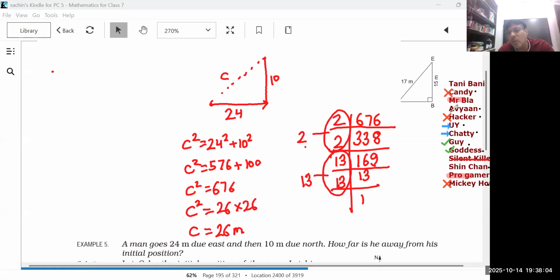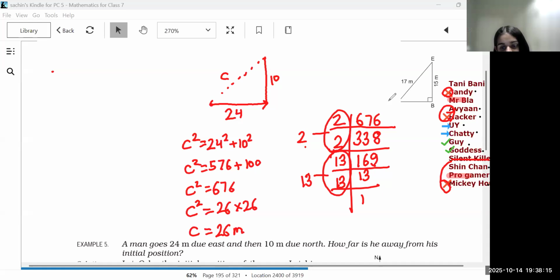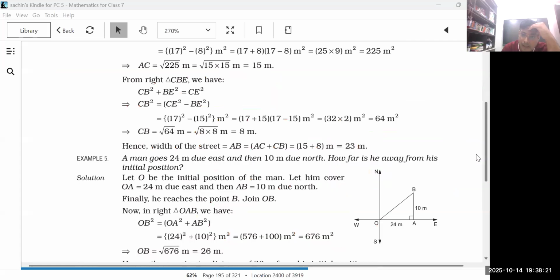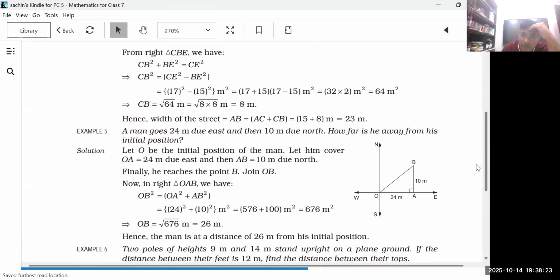All right. So now Hacker, Avyan, Candy, Shinchan, Mickey Mouse, have you understood? Yes, sir. So we will do a full chapter on this concept. Don't worry. That is the direction sense chapter.